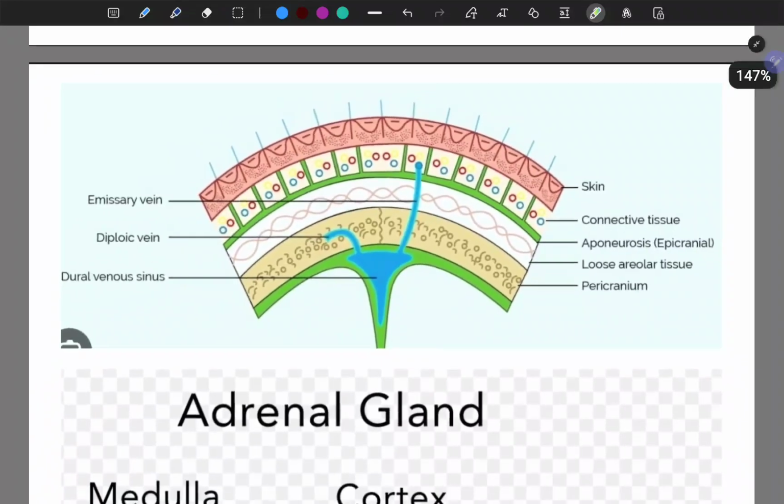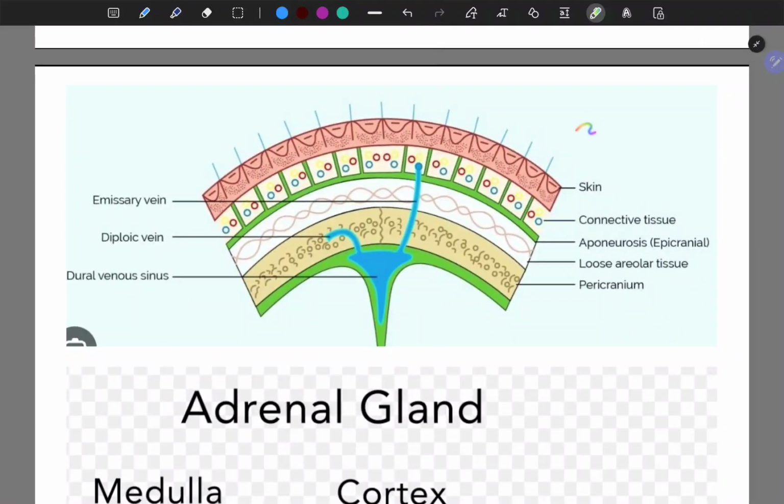So this is a very important question. They may ask you the layers of scalp. Remember this mnemonic: SCALP, skin, connective tissue, aponeurosis (epicranial aponeurosis), loose areolar tissue, and pericranium. Emissary veins connect the veins from the connective tissue to the superior sagittal dural venous sinuses. Diploic veins connect from the pericranium to the dural venous sinuses. So if there is an infection in the connective tissue of the scalp, it may progress to dural venous sinus thrombosis.